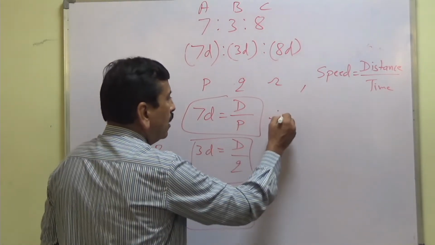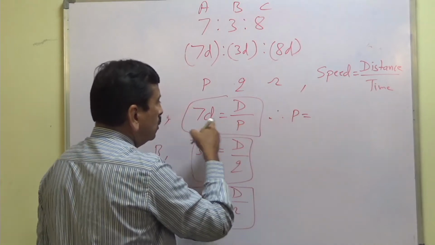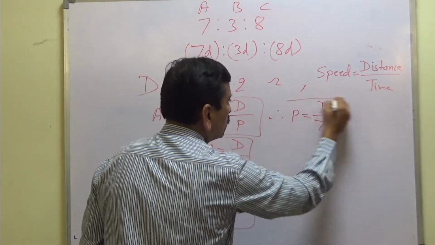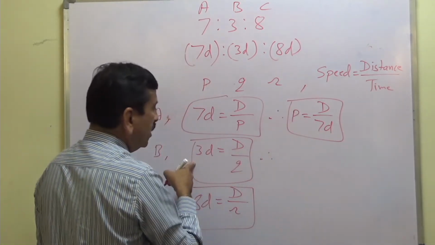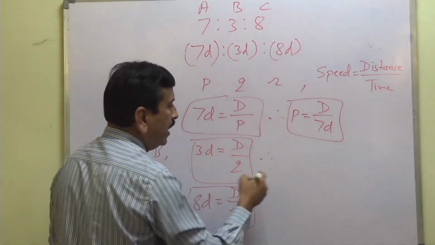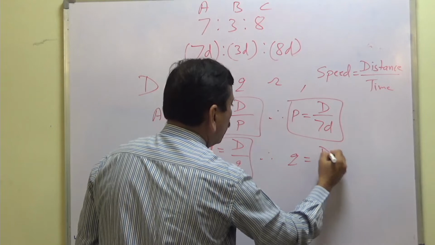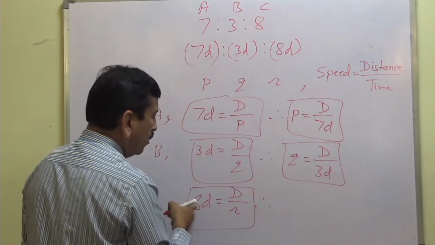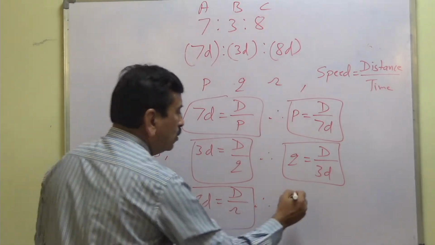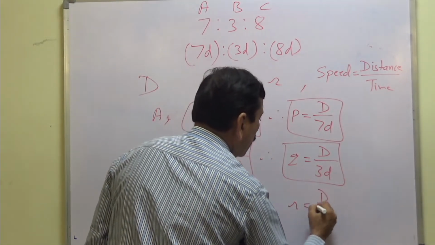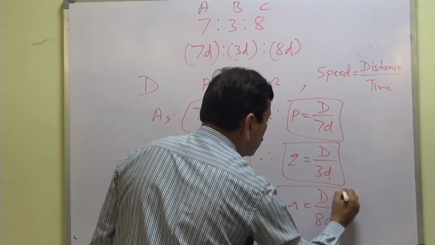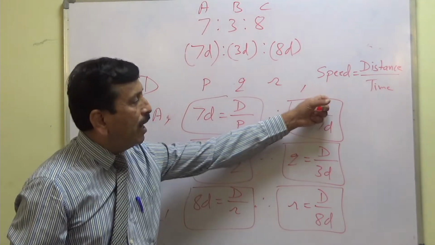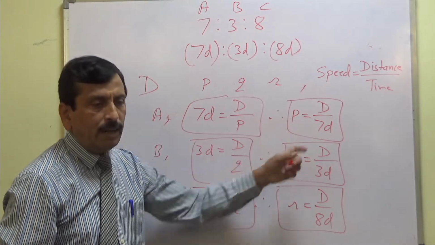From this, I can say that P is equal to D upon 7D. From this, Q will go on this side, 3D on this side, Q is equal to D upon 3D. From this, R is equal to D upon 8D. Very simple. Therefore, we have obtained the value of P in terms of capital D by small d.